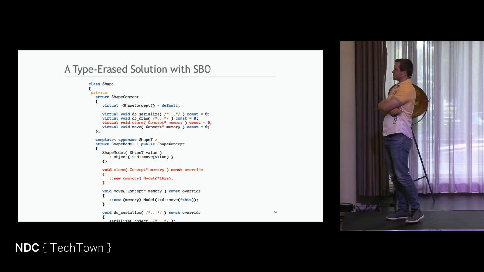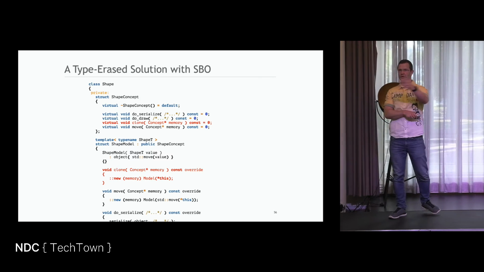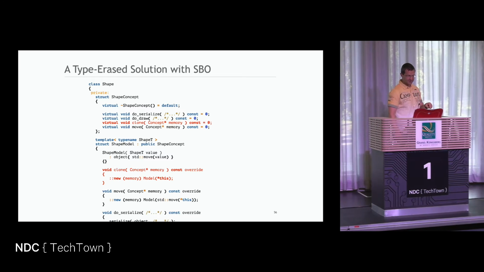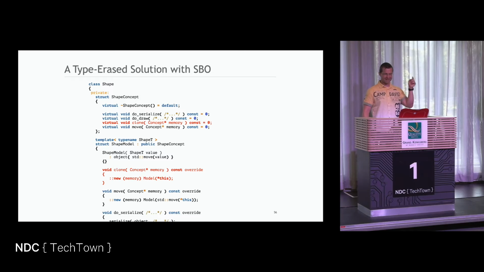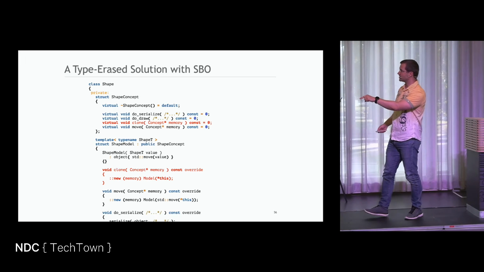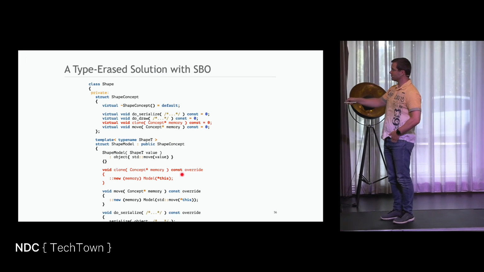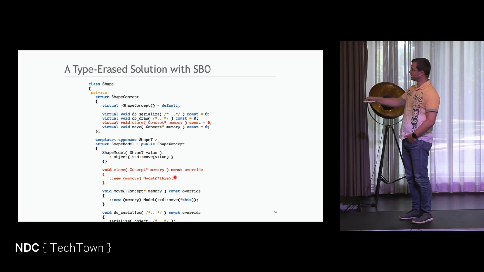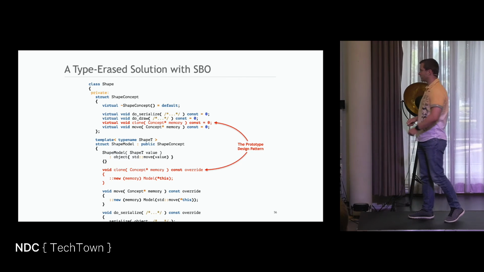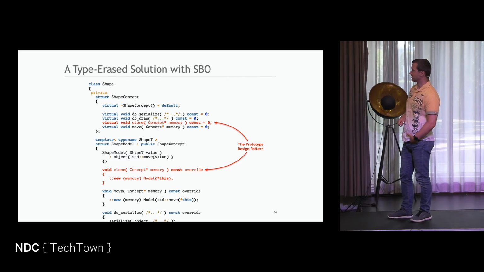But the clone function has changed now. I no longer return a unique pointer to base. No, I don't need that. What I now do is, I actually don't return anything, but I take a pointer to a piece of memory. So please copy yourself into this memory. That's what the implementation now does. So in the shape model, clone is implemented as copy yourself into this memory by means of a placement new. Again, it's a prototype design pattern, but this time in terms of this in-class piece of memory.